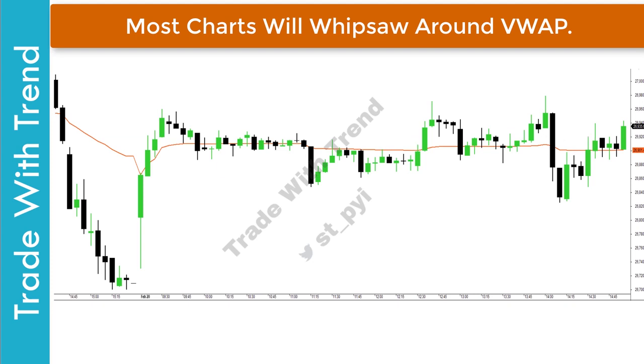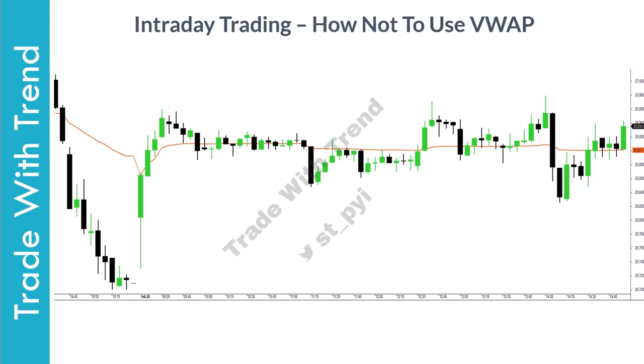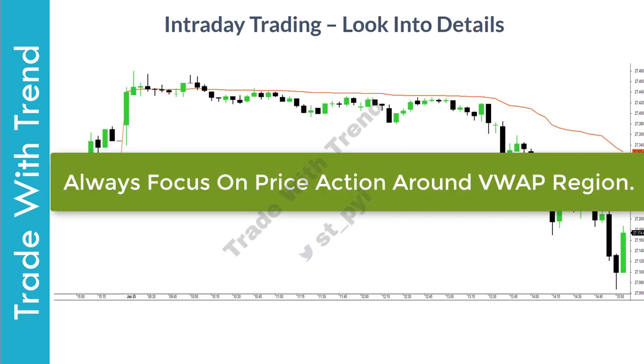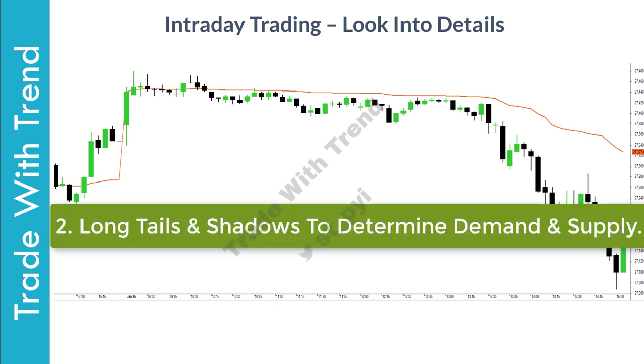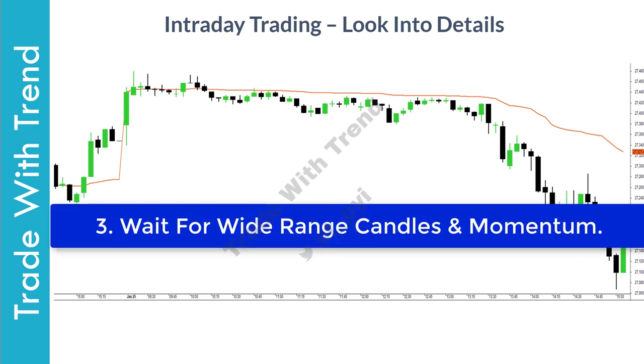To counter this, you will need to check for overall market context and only then use VWAP indicator to buy or short into stocks. If you want to trade VWAP indicators successfully, you will need to focus on price action around VWAP at all times. The first place to begin with is by looking at position of price with respect to VWAP. That is, if price is above or below VWAP indicator. The second thing you have to spot is candles with long tails and shadows along with key bullish and bearish patterns. This is something we discussed in previous intraday trading videos. And then finally, you have to spot subtle signs of demand and supply.